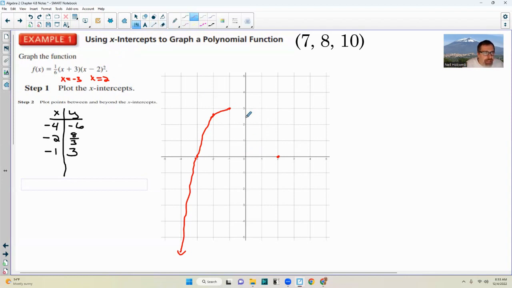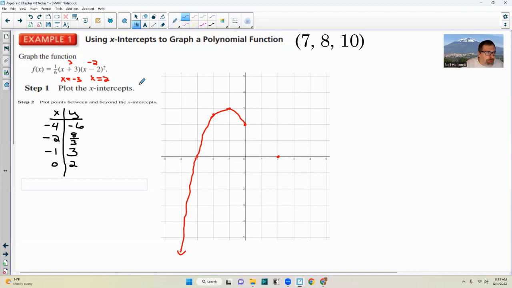Now I want to try 0. Well, if I plug 0 in here, I get 3. And if I plug 0 in here, I get -2. -2 squared is 4, times 3 is 12, divided by 6. 12 divided by 6 is 2. Okay, so if I put a 0 in, I get 2. So there's my y-intercept, 0, 2. So in order to get from here down to here, this had to turn. All right, so now I'm here.